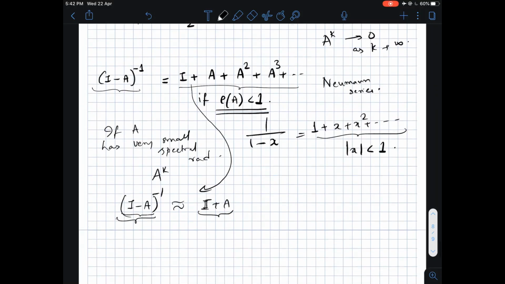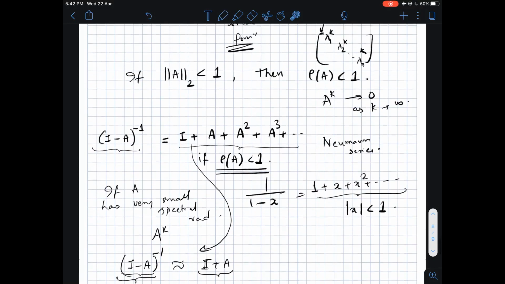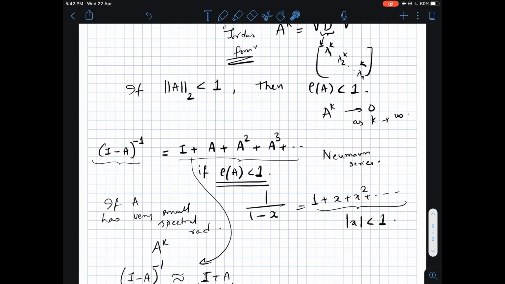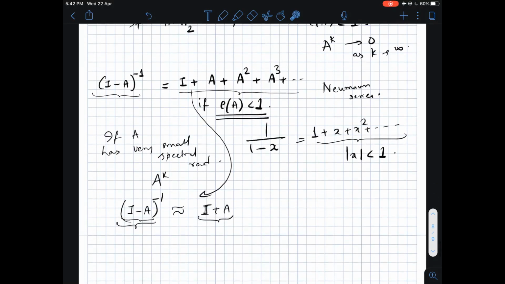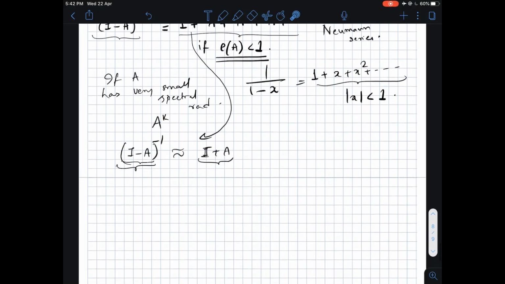It's called the Neumann series, and this summation converges provided the spectral radius of A is less than 1. One way of ensuring the spectral radius is less than 1 is to ensure that the norm, the spectral norm, is less than 1.